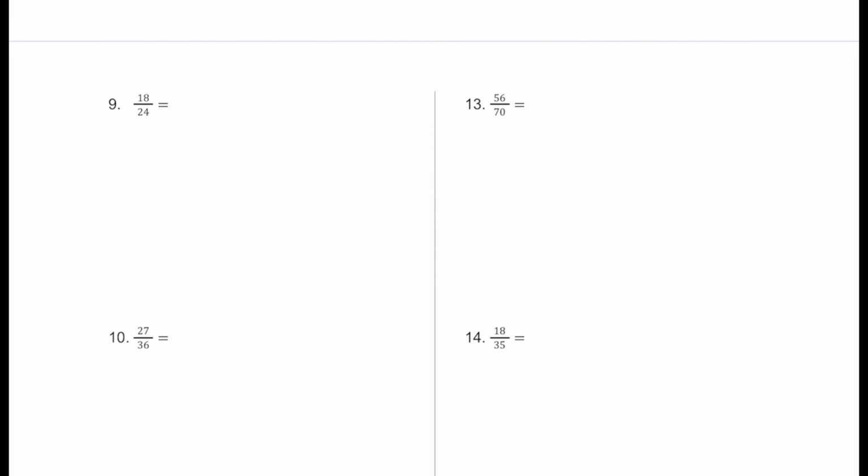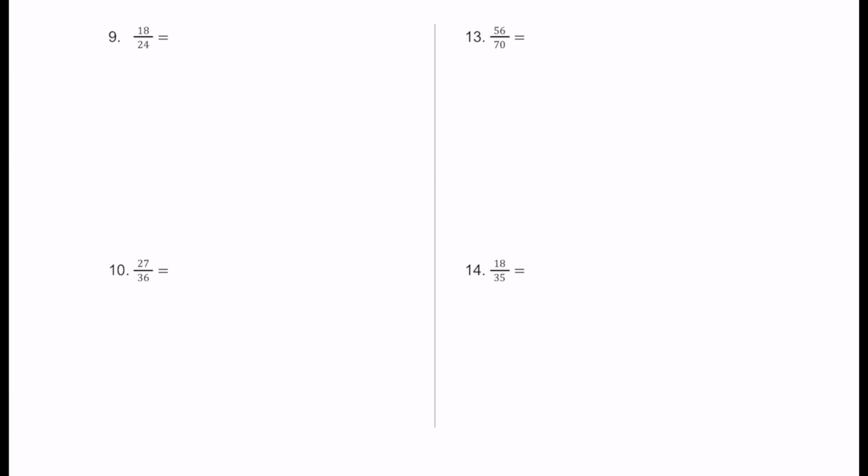Here's number 9. For number 9, we have this fraction of 18/24. So we take a look at the prime factorization here. 18, we've done it a few times here, but 18 is going to be 2 times 9. 9 breaks into 3 times 3. 24 we can say is 2 times 12, and 12 will break into 2 times 6, and then a 6 will break into 2 times 3.